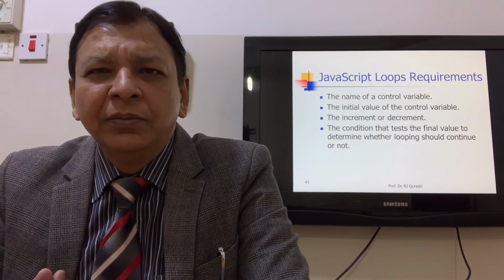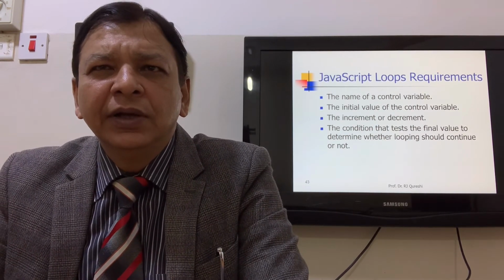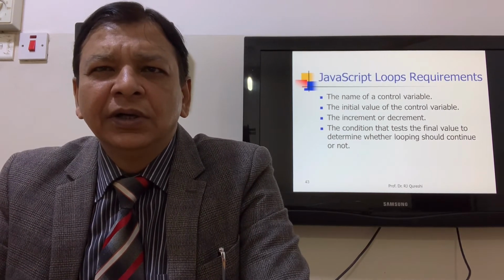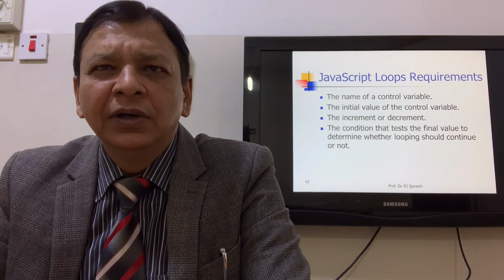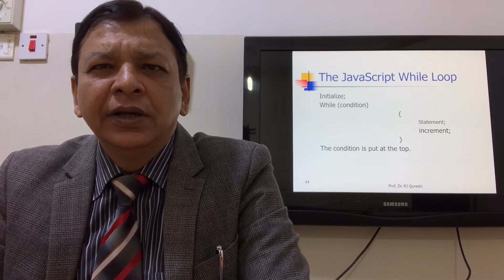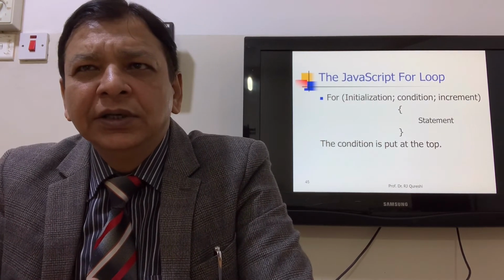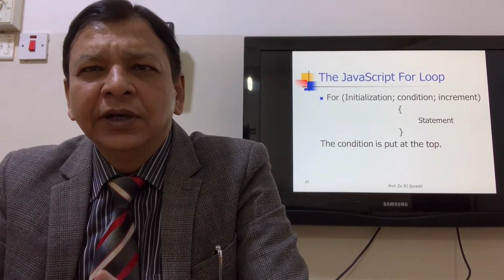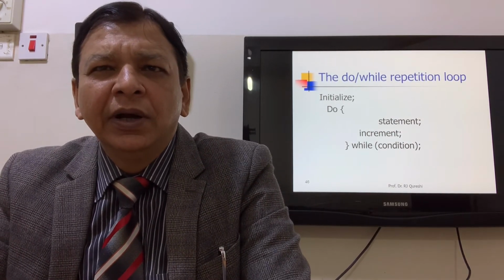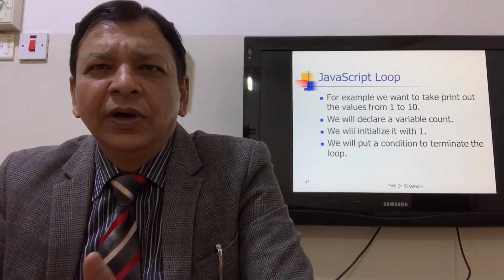JavaScript loop requirements: name of the control variable, initial value of the control variable, increment or decrement, and the condition that tests the final value to determine whether looping should continue or not. While loop: initialization, while condition, the statement, increment; the condition is put at the top. For loop: for initialization, condition, increment, statement. The do while loop: do, loop is open, statement, increment, while condition.